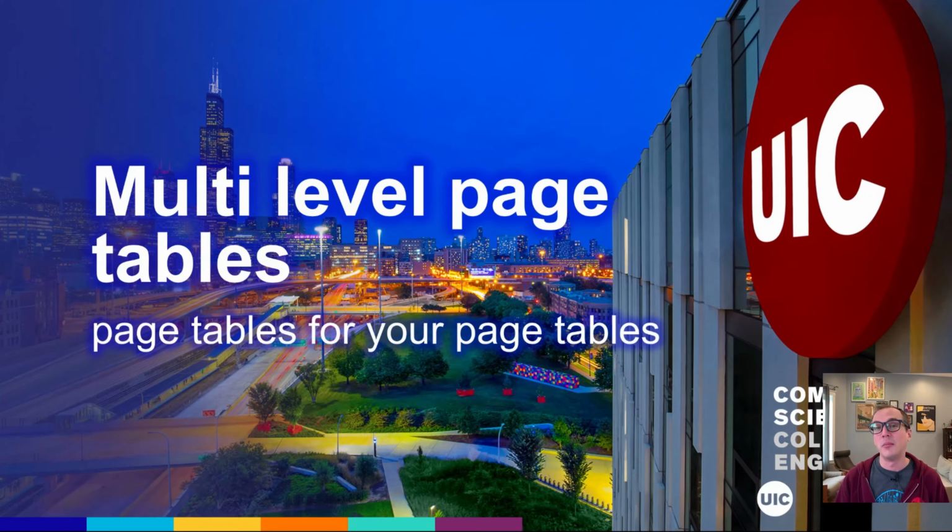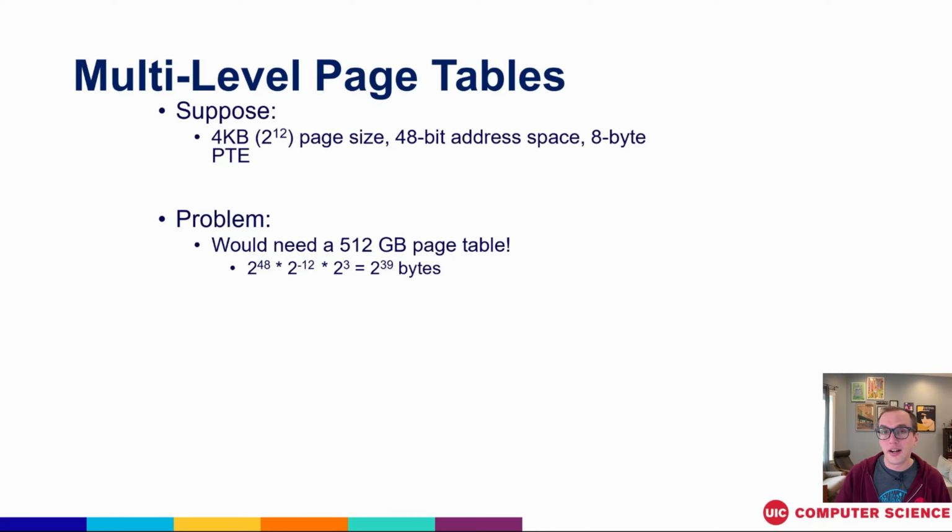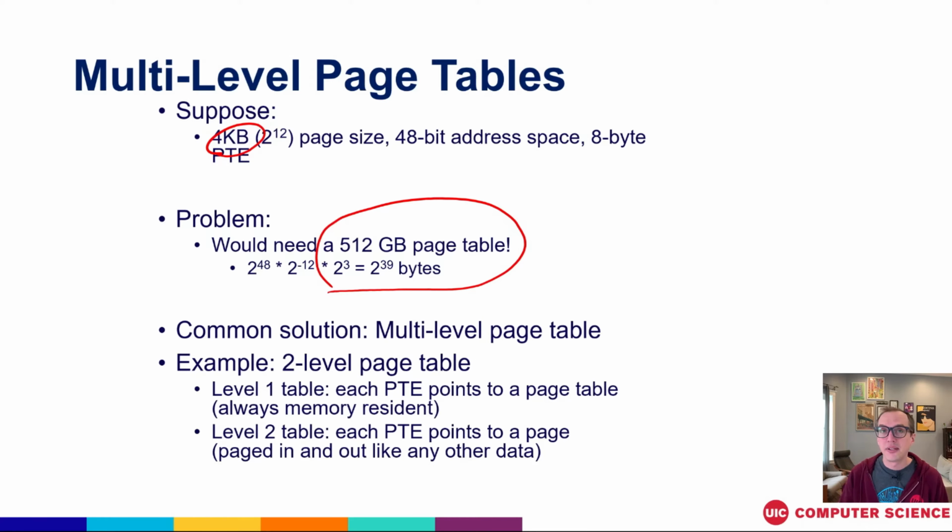Today, we're going to be talking about multi-level page tables, which are going to save our butt when it comes to doing memory address translation in real processors. So, as we saw in the last video, when we have a 48-bit virtual address space and an 8-bit page table entry and 4 kilobyte pages, we end up with the need for a 512 gigabyte page table for every single running process. This is absolutely not going to work.